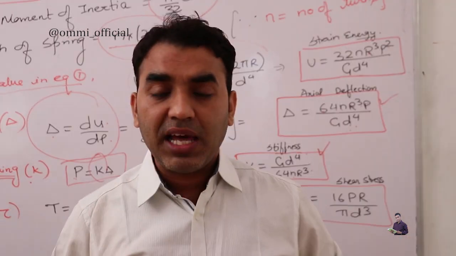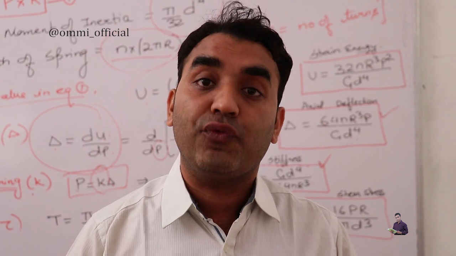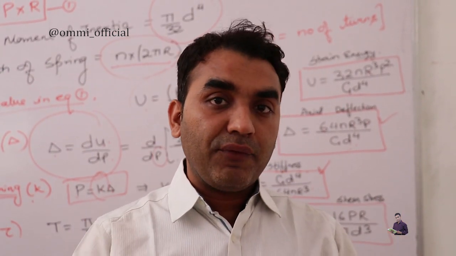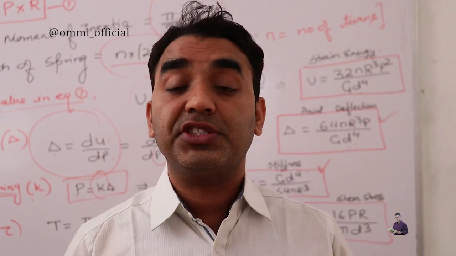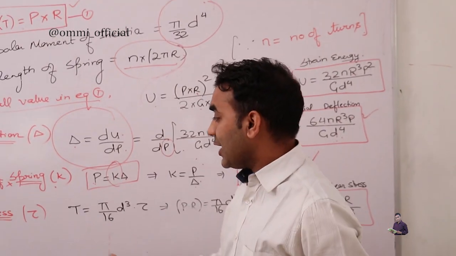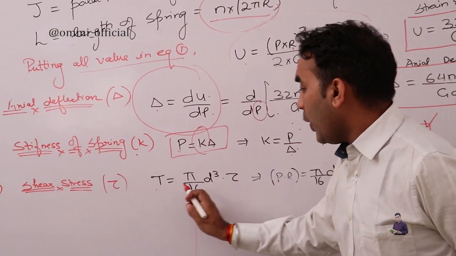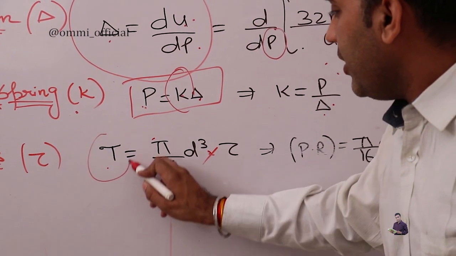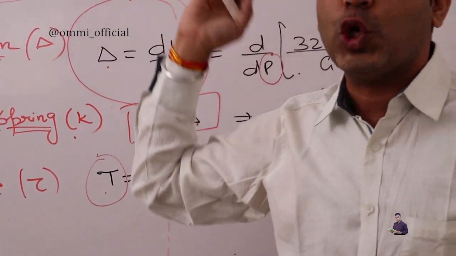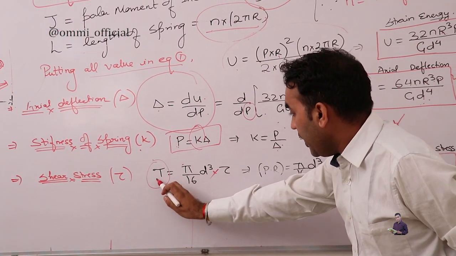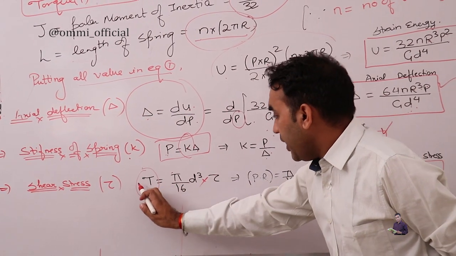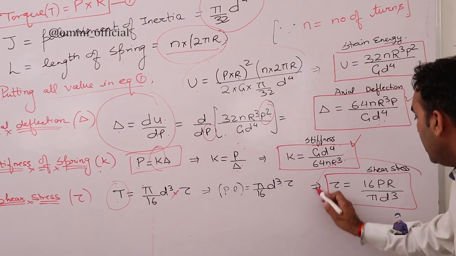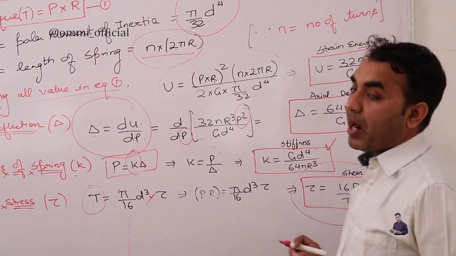Sometimes they ask which sort of stresses are involved. They may ask about tensile or compressive, but my dear friend, the wire is always subjected to shear stress. For the shear stress, from the torsion equation, T is pi by 16 d cube into tau. In the previous equation we know that T is P into R. Putting the value P into R, then tau is P into R into 16 divided by pi d cube. So the shear stress is 16 PR upon pi d cube.